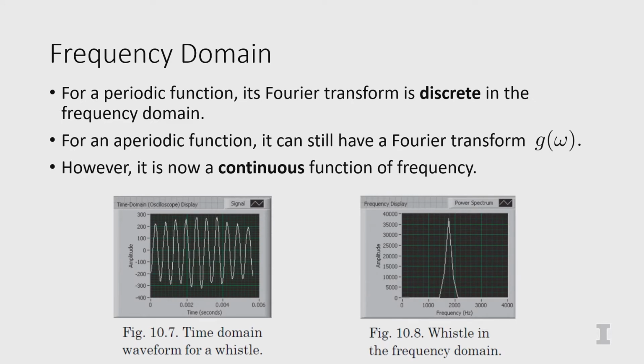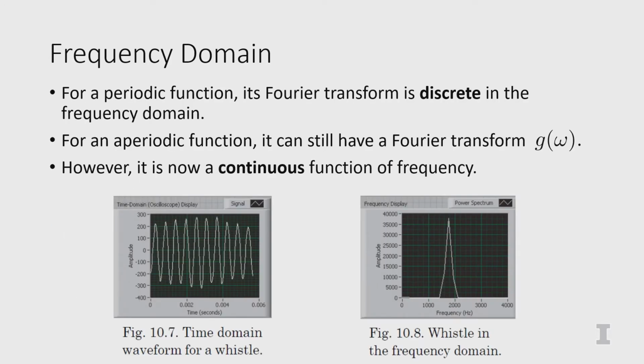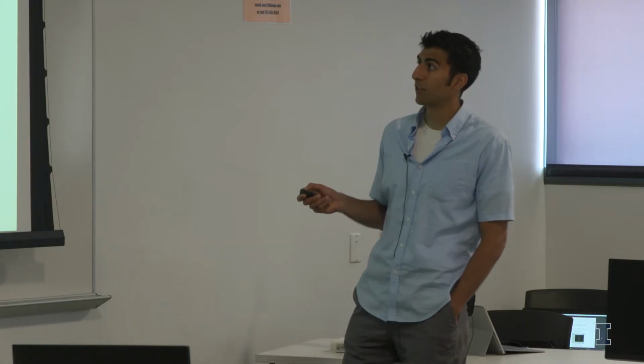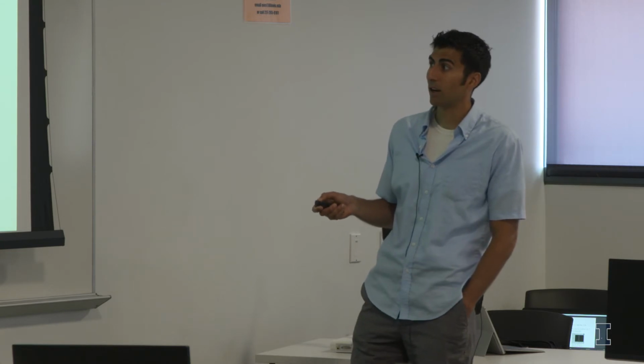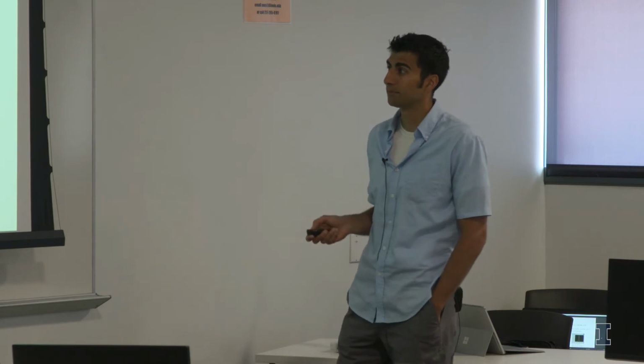So for periodic functions, its Fourier transform is discrete. Again, discrete means that these lines aren't connected. They're just dots, because I just have a discrete number of terms in the series. However, for aperiodic functions, we can also define a Fourier transform. And it's the same thing. It's just a function of omega. But now this is a continuous function. So for periodic functions, your Fourier transform is discrete. For aperiodic functions, your Fourier transform is a continuous function in frequency.